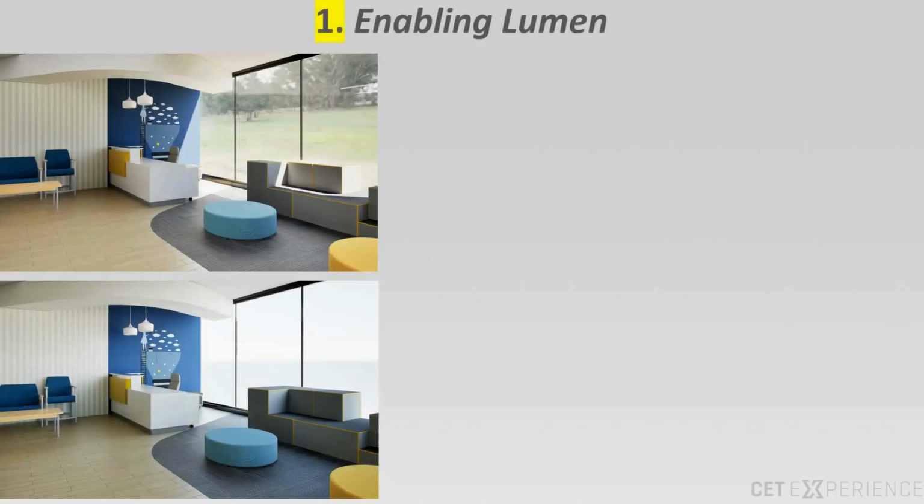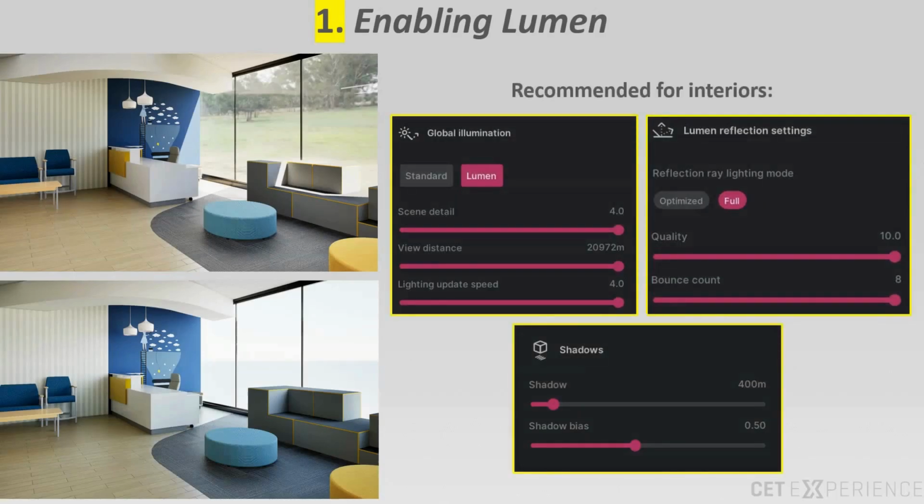The first step is to enable Lumen under the Render tab. The reason I set this up first is to see the overall lighting, making it easier to adjust the rest of the settings. When enabling Lumen, it's best to experiment with the settings to find the rendering style that suits your taste. For both of these renderings, I simply maximized all the settings under the global illumination, so they're the scene detail, view distance, and lighting update speed, and Lumen reflection settings, which are the quality and bounce count. Then, I left the shadows on their default settings.